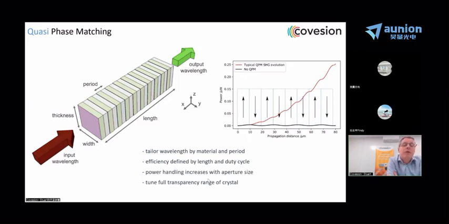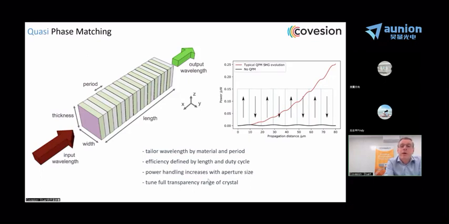So as I mentioned before, what you have in PPLN, and other materials can be periodically poled as well, I should mention. So things like KTP can also be periodically poled. But these materials that can be periodically poled allow you to tailor the output wavelength by the material and by the period. So that's a little bit of background to the technology itself.